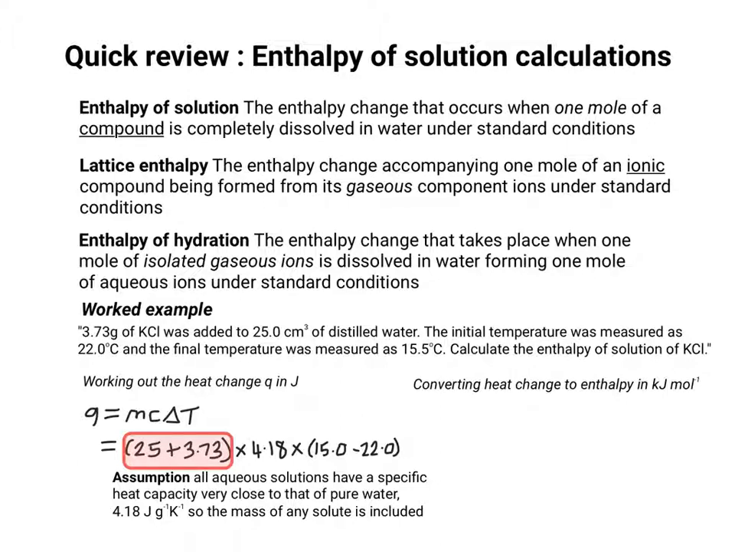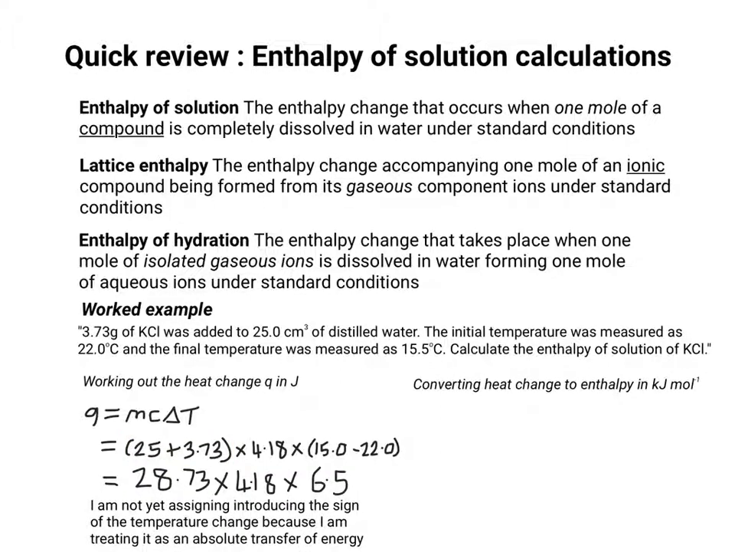So for A level, you assume that if it's an aqueous solution, it has the same heat capacity as water, so the mass that you use for the value m is your solute plus the mass of any solvent. So 25 here for the solvent and 3.73 for the potassium chloride that was added to it. You'll notice at this point that even though 15 minus 22 makes minus 6.5, I'm not yet introducing that idea because I can deal with that a bit later when I do my enthalpy change.